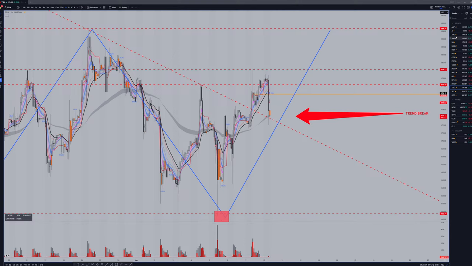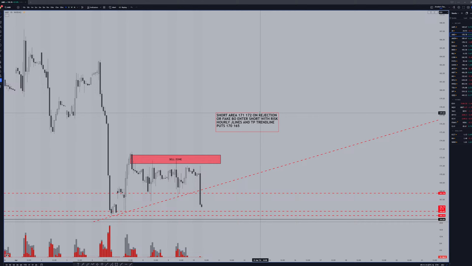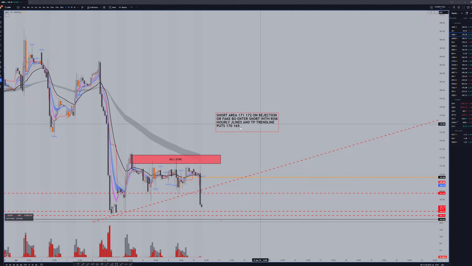I already made a plan over here today: short area 172, 171 on rejection or fake breakout, enter short with risk hourly JLens and TP trend line. In this case, we already breached this trend line. I made a plan over here before the CPI coming out. We have a clear bearish trend.